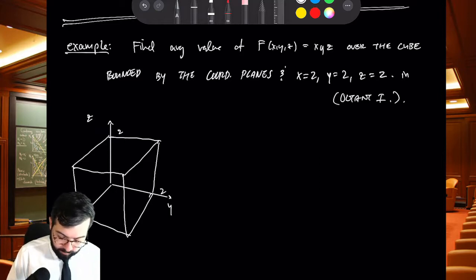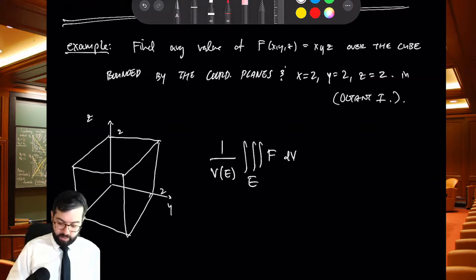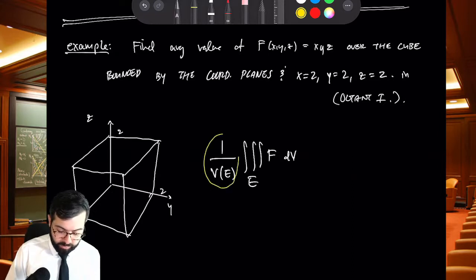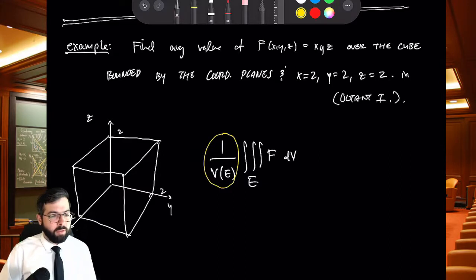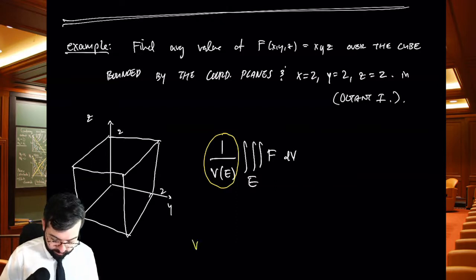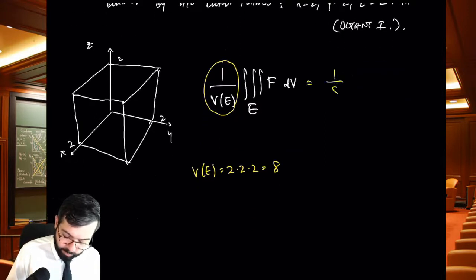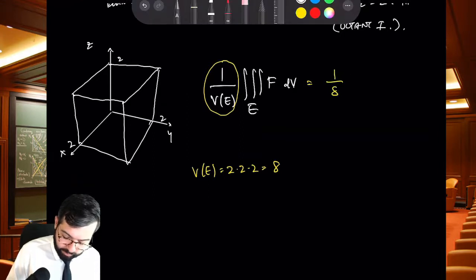So average value is 1 over the volume of E times the triple integral over E of big F dV. We could compute this using a triple integral, but we know that this is a cube. So let's just use the fact that this is a cube, and so its length times width times height is 8. So we know this is really 1/8 times the triple integral.